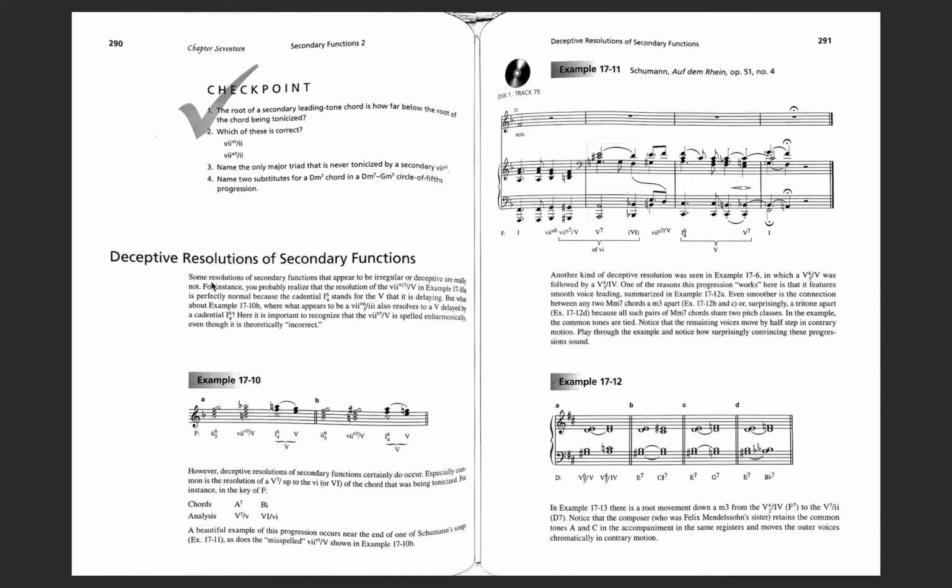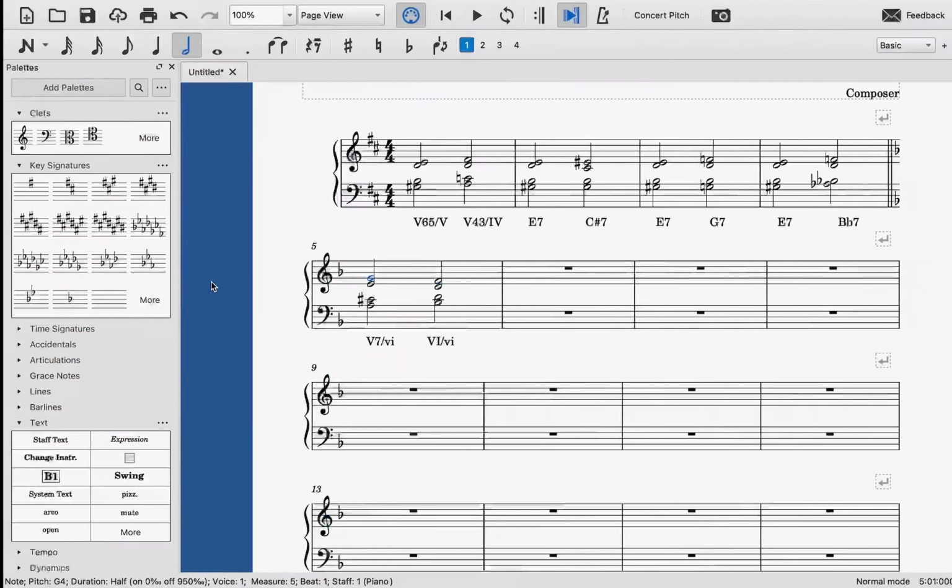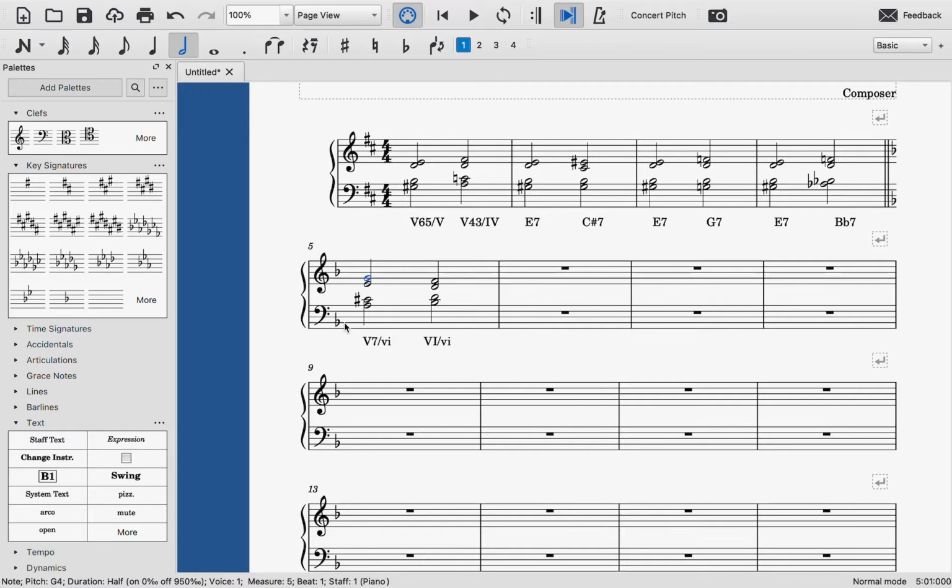Okay, deceptive resolution. Just like sometimes the 5 doesn't go to 1, the 5 of someone doesn't have to go to that someone. It could go to the 6th of that someone. Here's an example. We're in F major. I have the 5 of 6. In F major, 6 is D minor, and the 5 of D minor would be A.